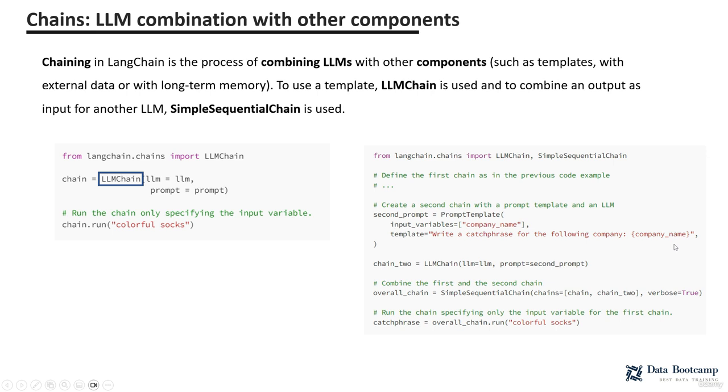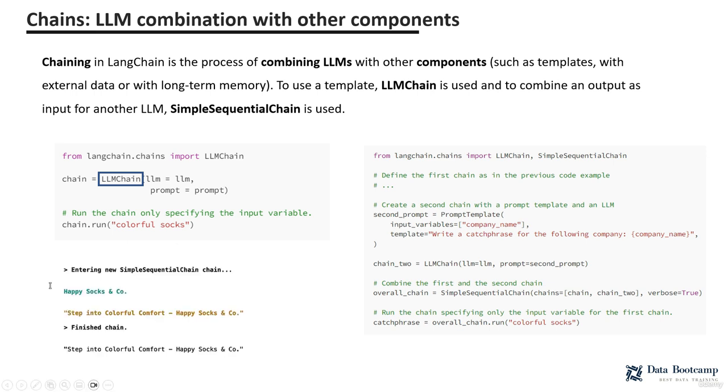After that, we use the LLMChain function to establish the relationship between these two prompts, and finally, we combine the first and second prompts using the SimpleSequentialChain function. We pass chain 1, the chain 2 we just generated, and that's it. We can directly execute both commands related to a single call with the run command. We pass colorful socks, which is the company name, and it will return the result of the chaining of both commands.